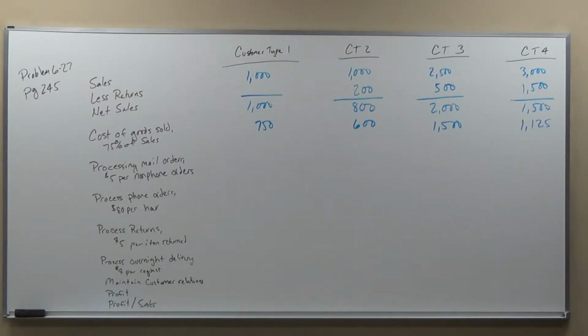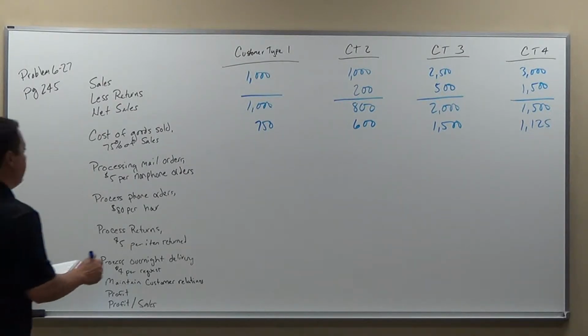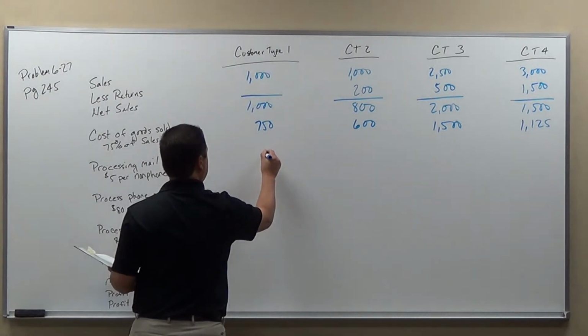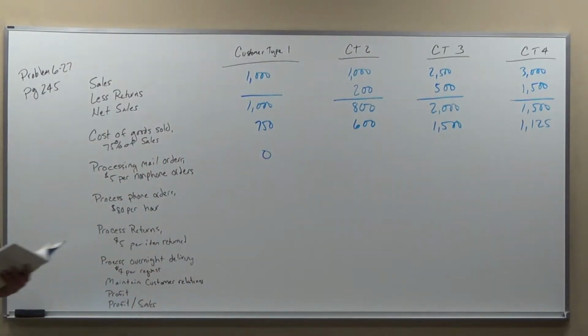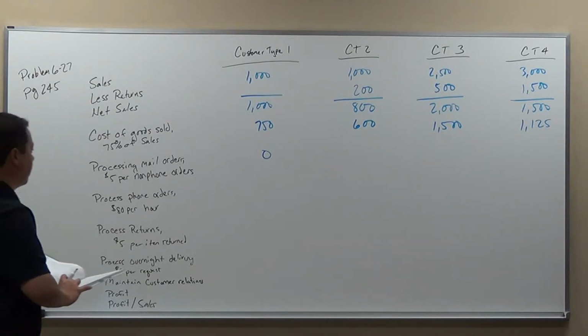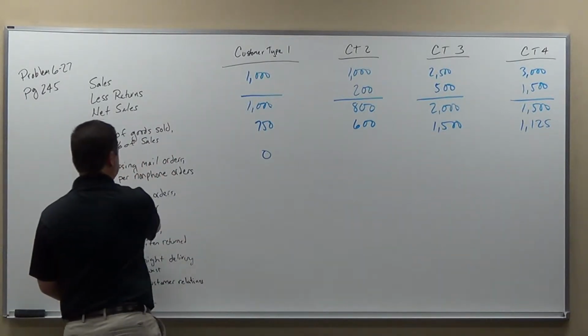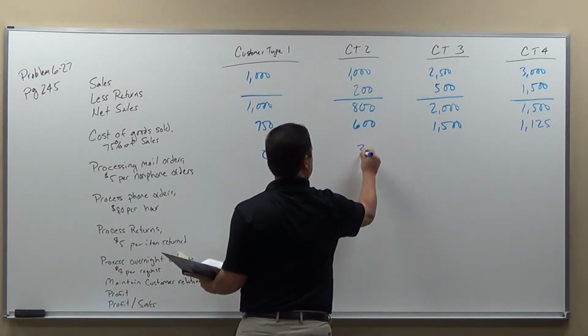So we have 1, and then the number of orders is 1 for phone, so therefore we don't have any mail orders. We'll get down to this one in just a moment and do the phone here. On the next one, customer type 2, we have 6 orders per year and 0 by phone, so that means all of them are done electronically. So we'll take the 6 times the 5 here, which gives us 30.